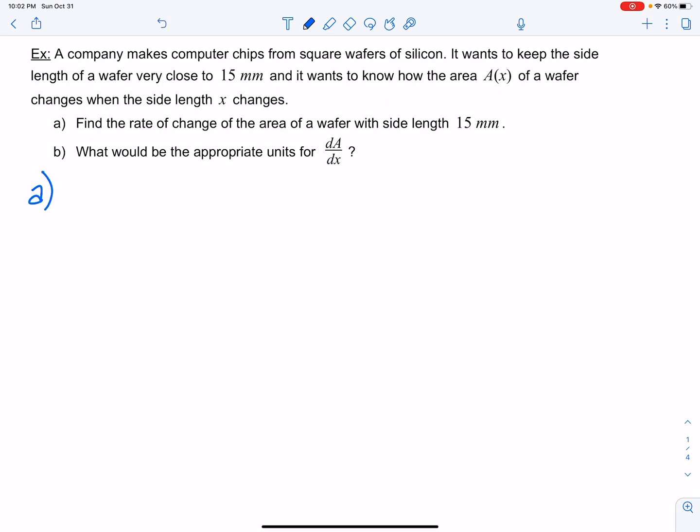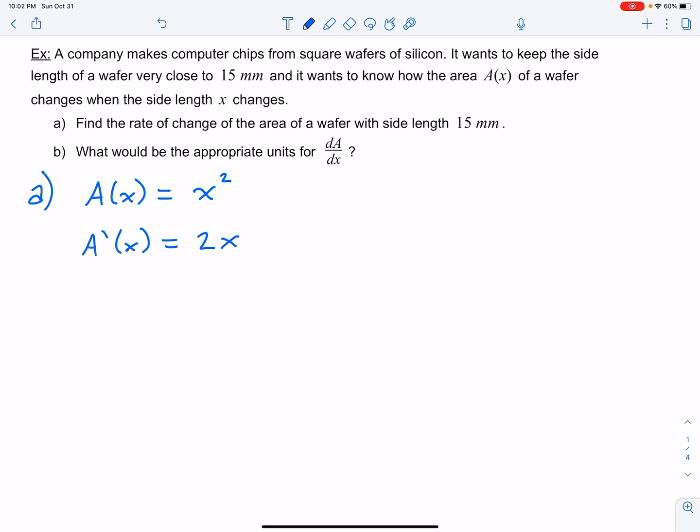So let's think about this silicon wafer that the company is making. It's square-shaped. You know about the area of a square. You know that it's just the side length squared. So we can say that the area with respect to x is going to be x squared. So then, using our derivative rules that we learned in the last section, we know that the derivative, A prime of x, is just going to be 2x.